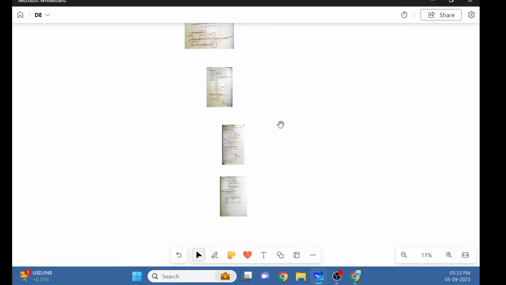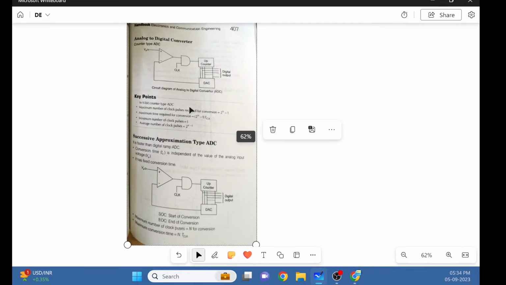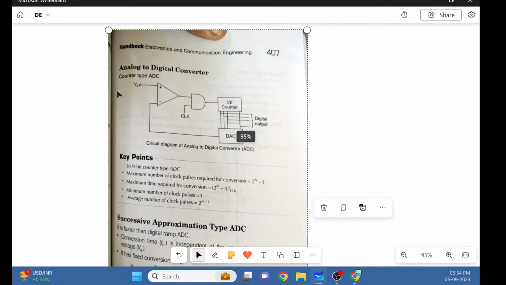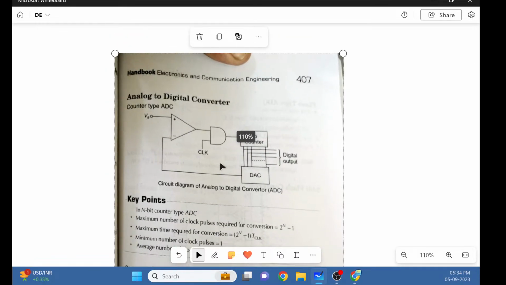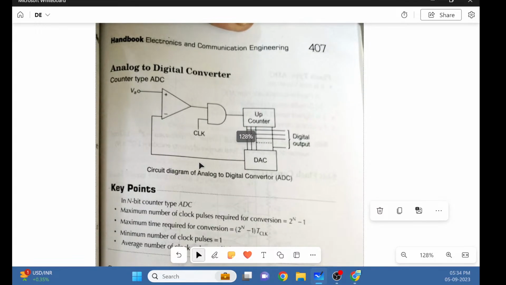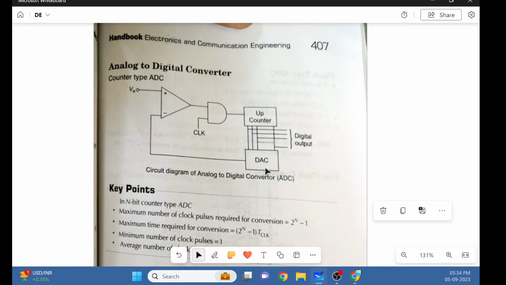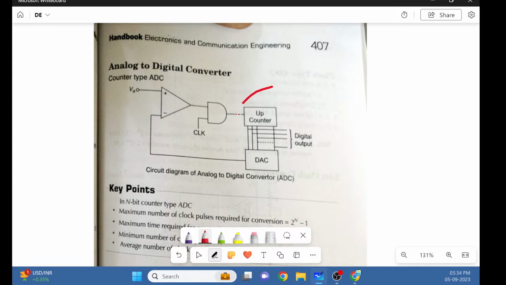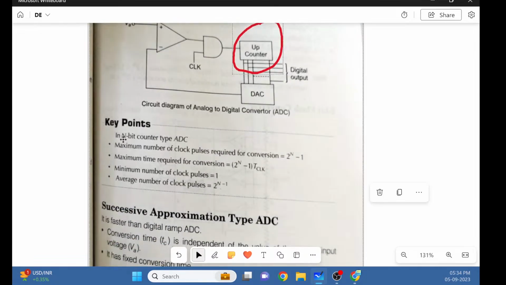Over here let's look at the block diagram first of an analog to digital converter. You can see there is an op amp that has been used, then there is an AND gate, and then we have used a clock counter which is connected to a digital to analog converter. So this is called a counter type ADC, where we have used a counter in the circuit. This is just a basic block diagram of an analog to digital converter.